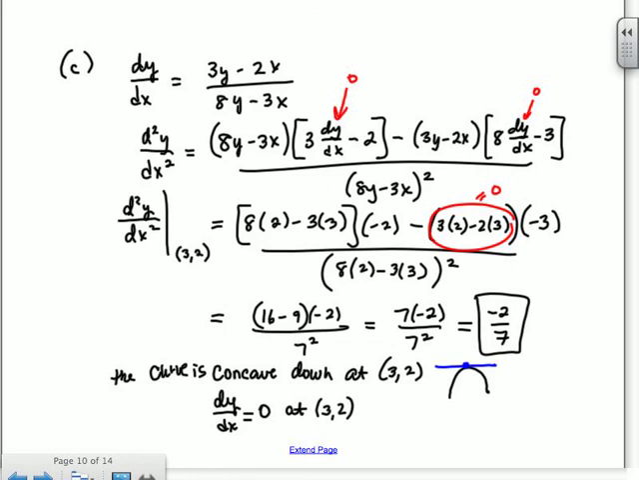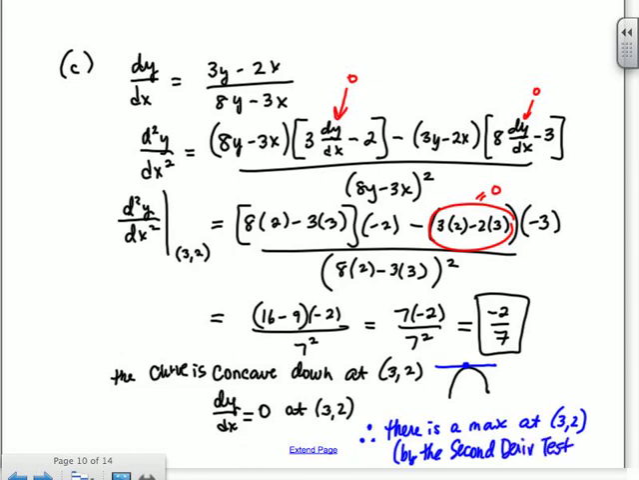So you can call it that, or you could just list those two things and say, therefore, there is a max at 3, 2. Or you can call it point P, since they refer to it as point P. So this is by the second derivative test. So like I said, you don't actually need to write it by the second derivative test because you have used it here. So you said the first derivative is equal to 0, second derivative was negative. Therefore, there's a max at 3, 2.